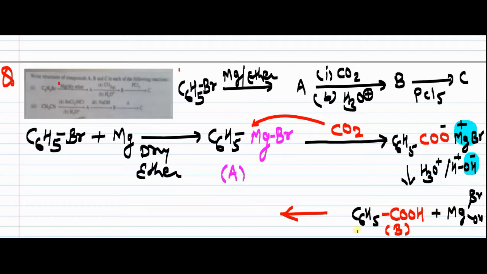B. The PCl5, a halogenating agent, reacts with the COOH group. The OH group of COOH converts into Cl. The result is C6H5COCl as C.